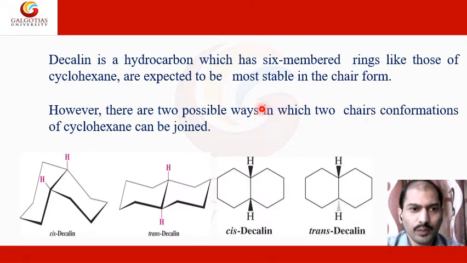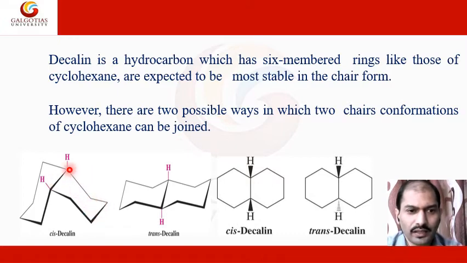So if you see, decalin is a hydrocarbon which has six-membered rings like those of cyclohexane, and they are expected to be most stable in the chair form. So here again you have seen that in the case of cyclohexane, the chair conformer is the most stable form. Similarly here, the chair is expected to be the more stable form. However, there are two possible ways in which two chair conformations of cyclohexane can be joined. So like two chair forms, how can they join to each other?